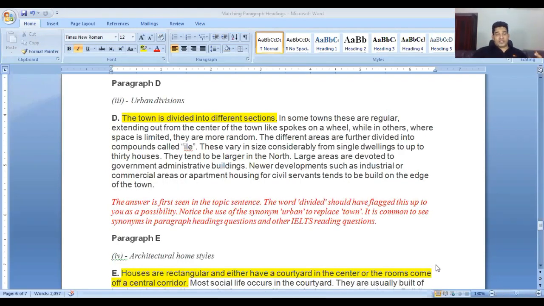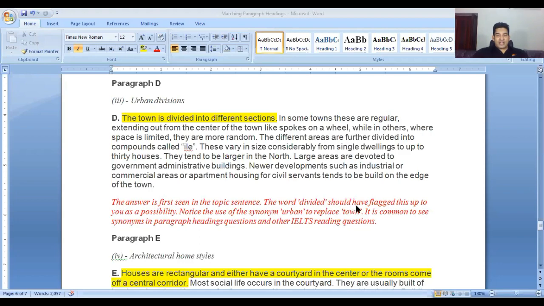Now, paragraph D. The answer for paragraph D is urban divisions. Number one, look at the topic sentence. The town is divided into different sections. The town is divided into different sections, meaning urban division. These sections are actually showing the division. In some towns, there are regular roads extending from the center of the town, the spokes of the wheel. This again, now. The answer is first seen in the topic sentence.